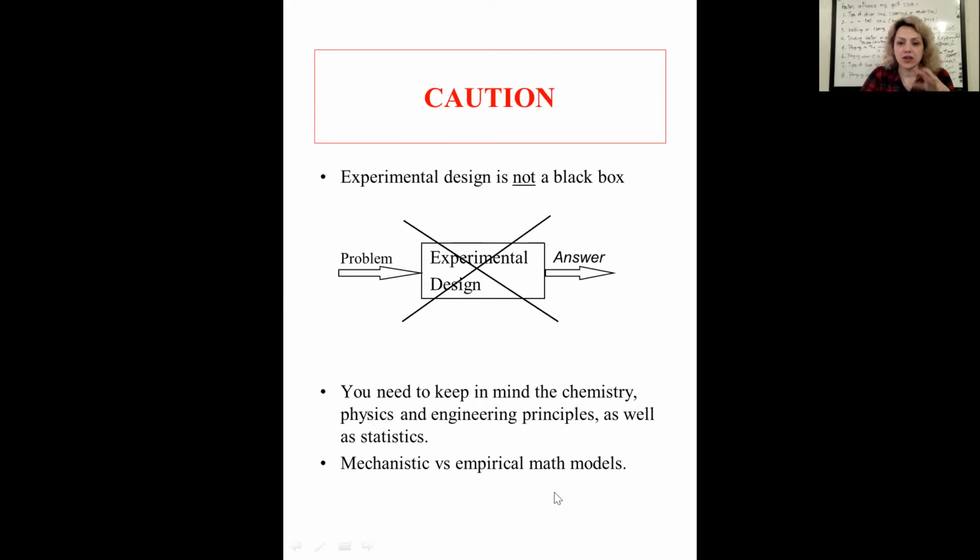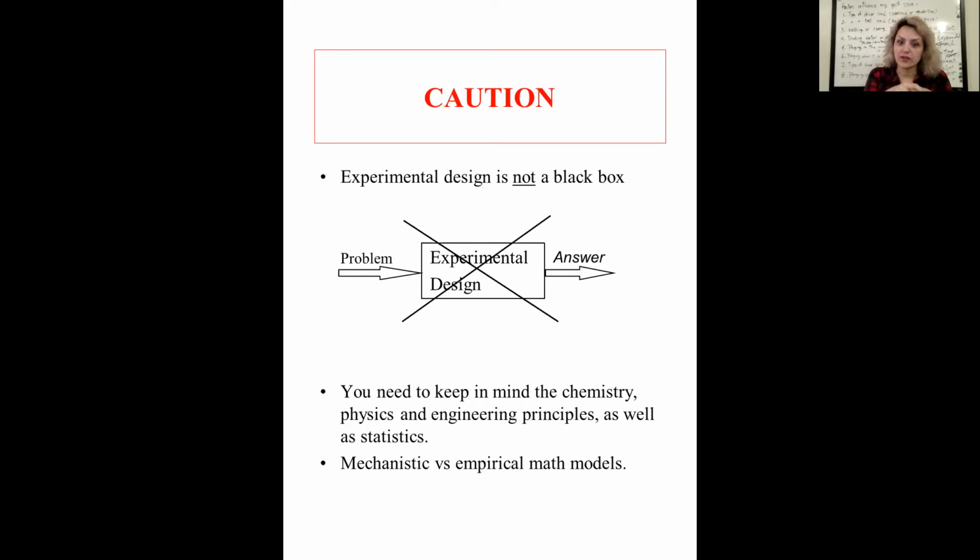Okay, here is another important thing that we need to consider: the experimental design is not a black box. We need to keep in mind that we are going to use chemistry, physics, engineering principles, as well as statistics. So depending on the experiment that we are doing, we would need to consider all of those physics laws and all of the laws that we would have.